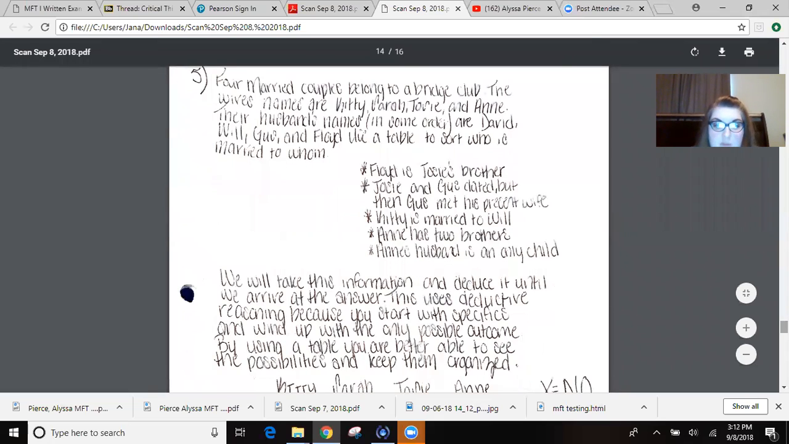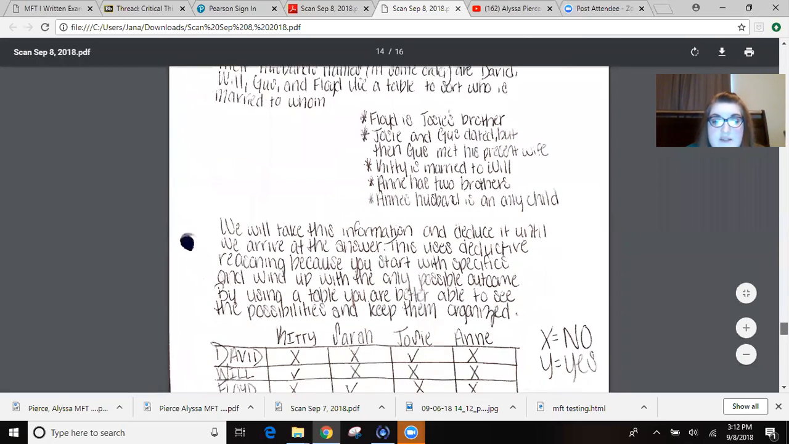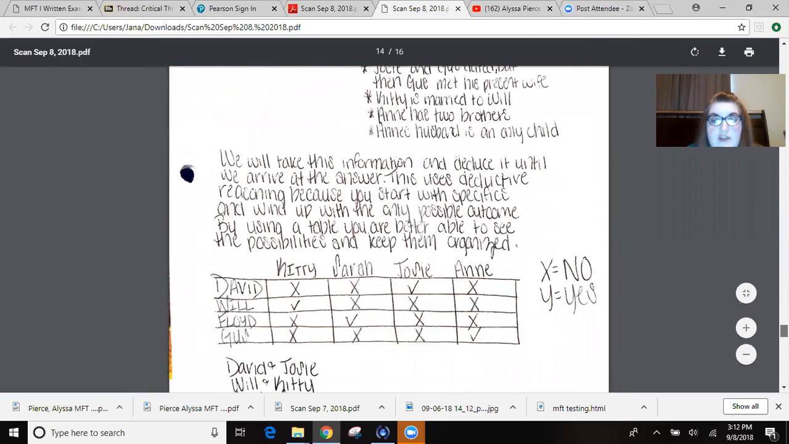These are my favorite kind of problems, word problems. Sometimes they're tricky. These are my favorite, just trying to find matches or possible combinations. So we have 4 married couples belonging to a bridge club. The wives' names are Kitty, Sarah, Josie, and Ann. Their husbands' names in some order are David, Will, Gus, Floyd, and we're supposed to use a table to find who's married to whom. Now, we will take this information and deduce it until we arrive at the answer.